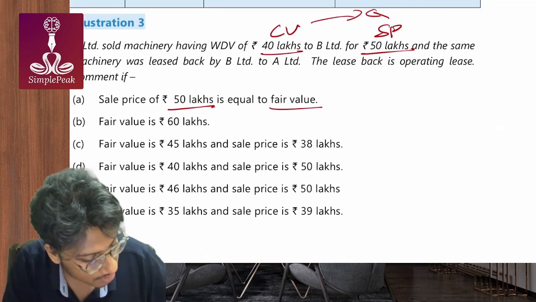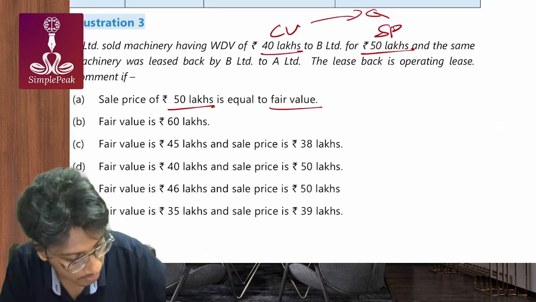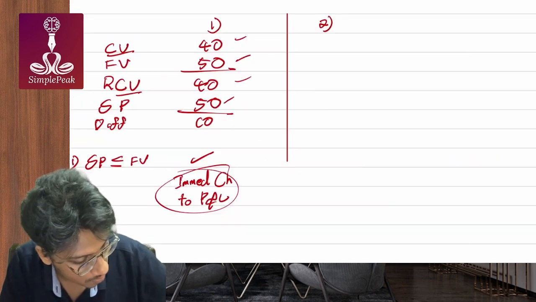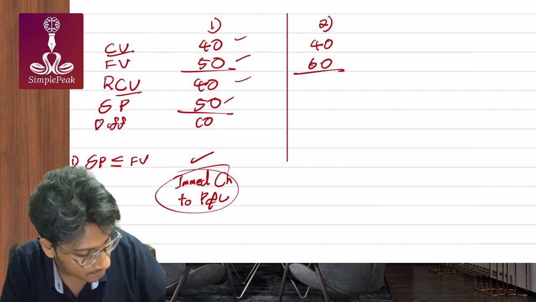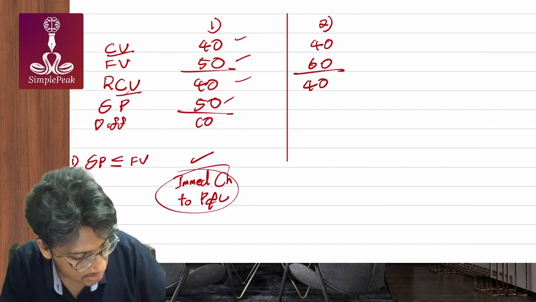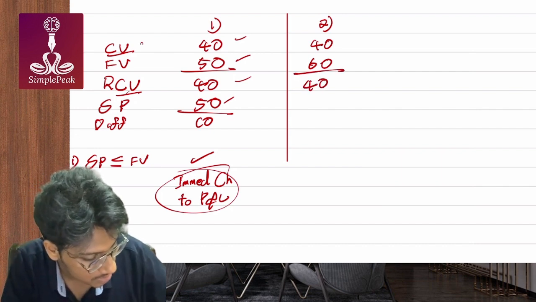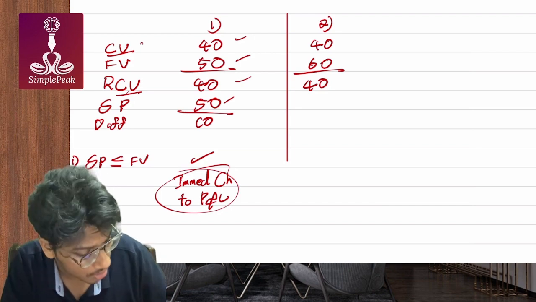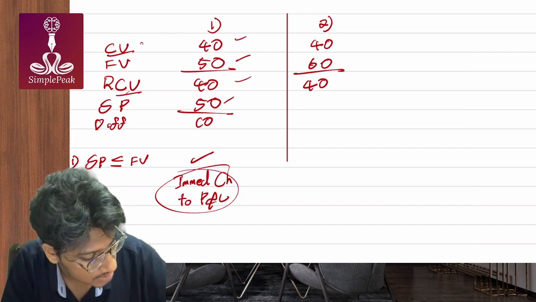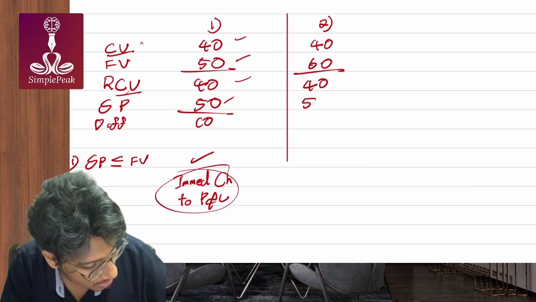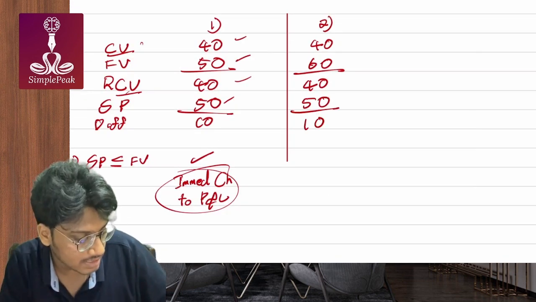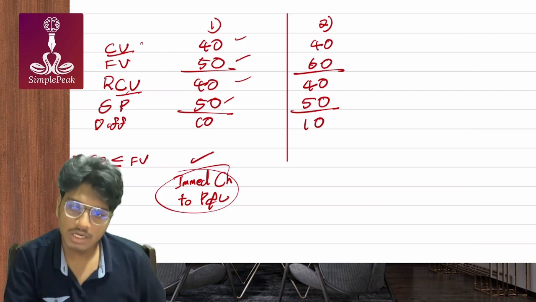Carrying value, let's check the question. Fair value is 60 lakhs. Carrying value is 40 lakhs. Fair value is 60 lakhs. Whichever is lower, 40. CV, same to same. Nothing much difference. No need to check about it. Then sale price. What does the sale price say in the question? 50 lakhs. And the difference 10.